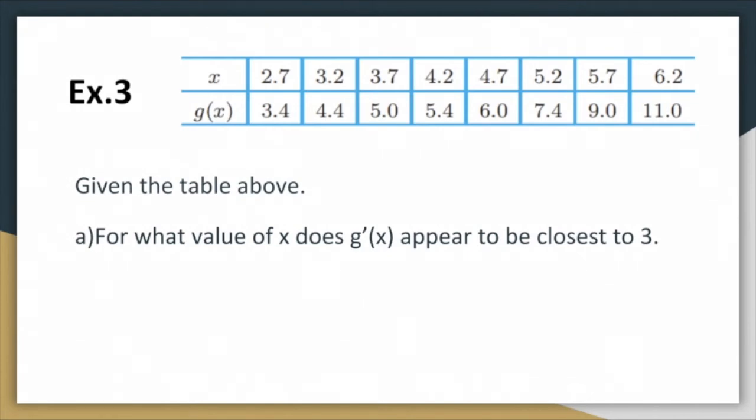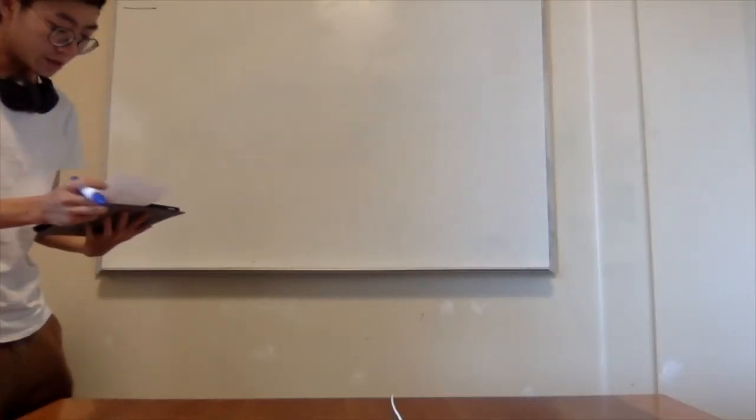Example number 3. Given the table above, for what value of x does g prime of x appear to be close to 3? Thank you. Okay, then here's example number 3.